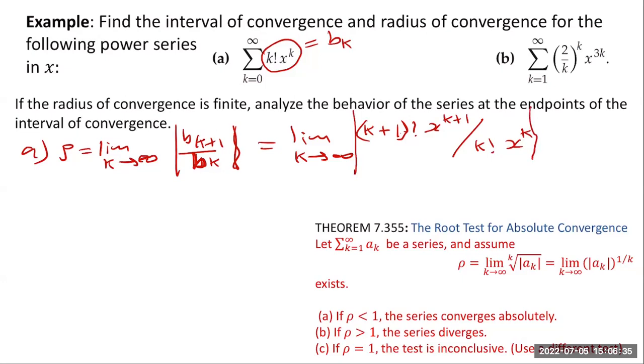And if you simplify this, I'm not going to show you the details, you will get the limit as k approaches infinity of the absolute value of x times (k+1). Okay, absolute value of x times k plus 1. All right, what is this limit? How do you find it? Actually, let me write it a little bigger here.